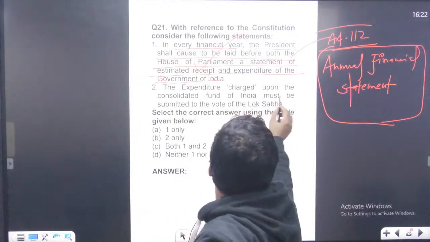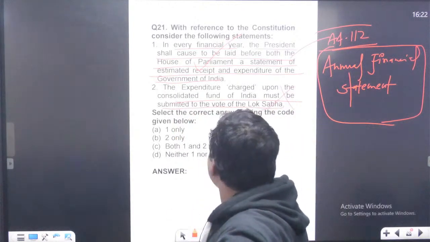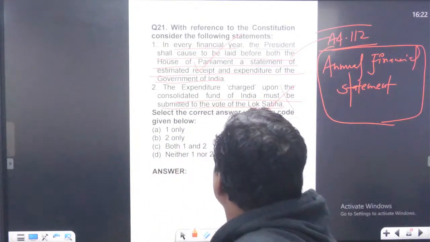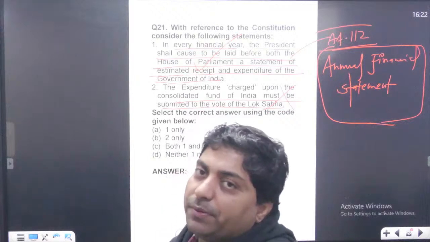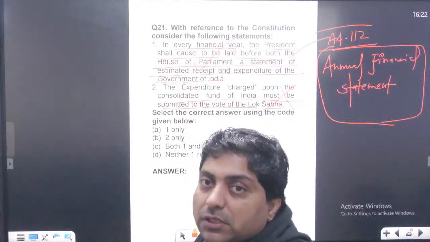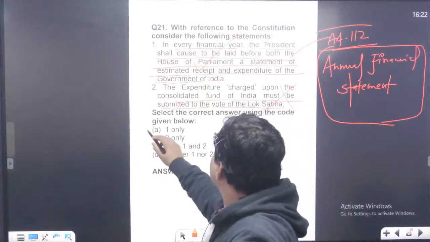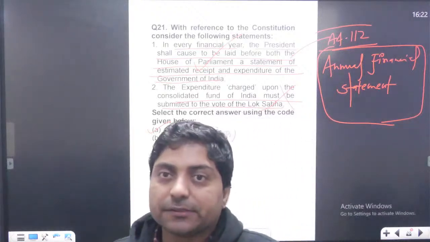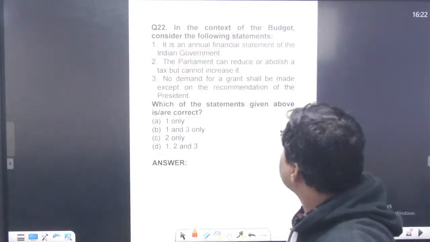The expenditure charged upon the Consolidated Fund of India must be submitted to the vote of the Lok Sabha. No. Recently I have discussed that expenditure charged upon the Consolidated Fund of India should not be submitted to the Parliament for the vote. Parliament can have a discussion over it, right? Parliament cannot vote on it. So you can see only statement number 1 is correct. Others are not. See the next question.